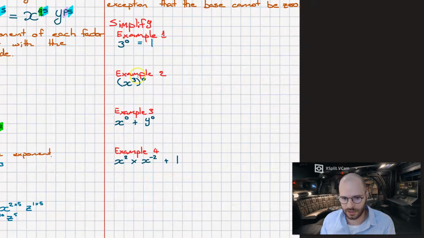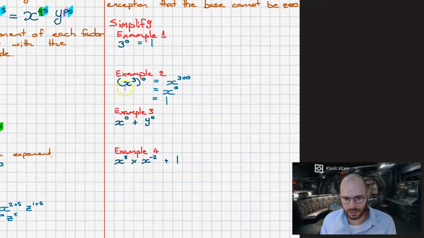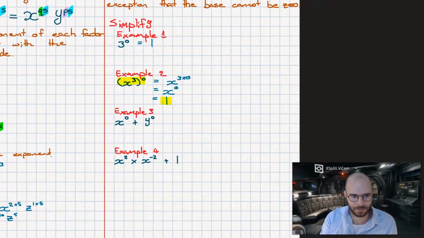Alright. Let's go down. Example 2. X to the power of 3, all to the power of 0. We can simplify this using one of our previous index laws as x to the power of 3 times 0. And that's going to be x to the power of 0. And of course, that's going to be 1. Or we can simply look at it and say, well, this in here, that's not going to be 0, but this in here, it's to the power of 0, so the result will be 1. So if we go straight from here, straight over to here. So that's example 2, nice and easy.